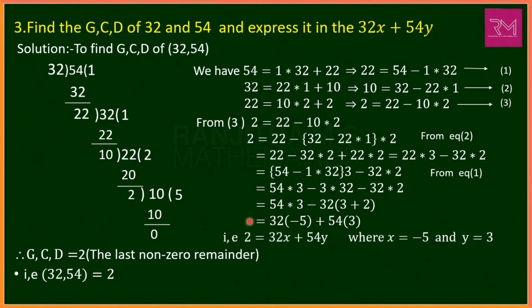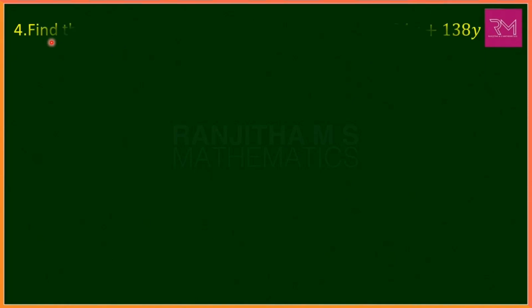Therefore, we are expressing it in the form of 2 is equal to 32x plus 54y, where the x value is minus 5 and the y value is 3. This completes the problem. The procedure is the same for all the problems, but the values differ, as does the division method. Applying the division method is different here, so we have to apply it carefully. We shall move on to another problem.